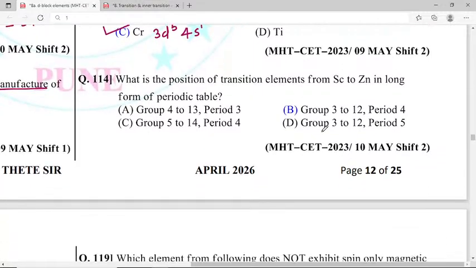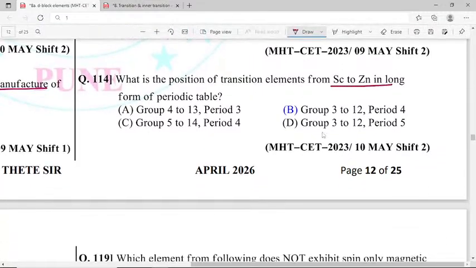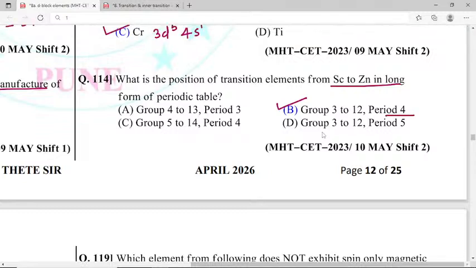What is the position of the transition elements scandium to zinc in the long form periodic table? Scandium to zinc: group number 3 to 12, period number 4. This is very important. So this is the 3d transition series, the first transition series.